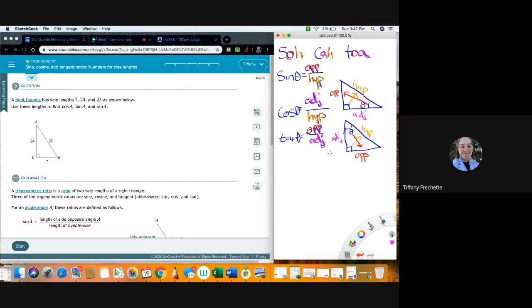All right, so now that we kind of have our notes here, and hopefully your second right triangle looked a little better than mine. Mine looked a little funky here. Not sure what happened there.